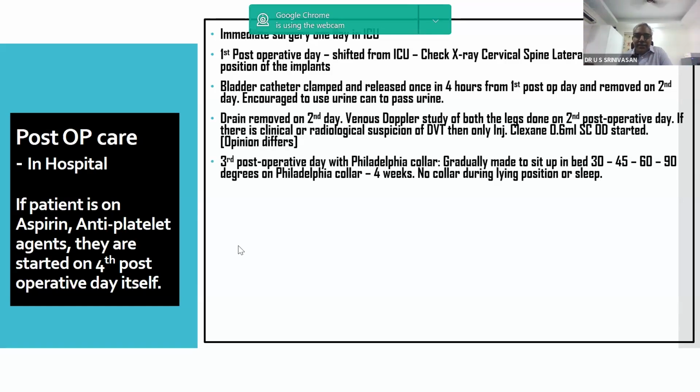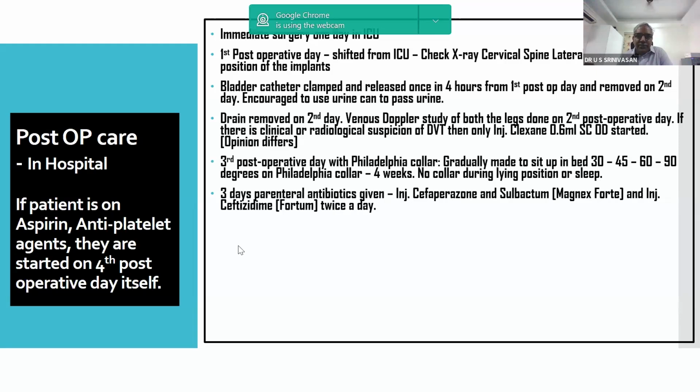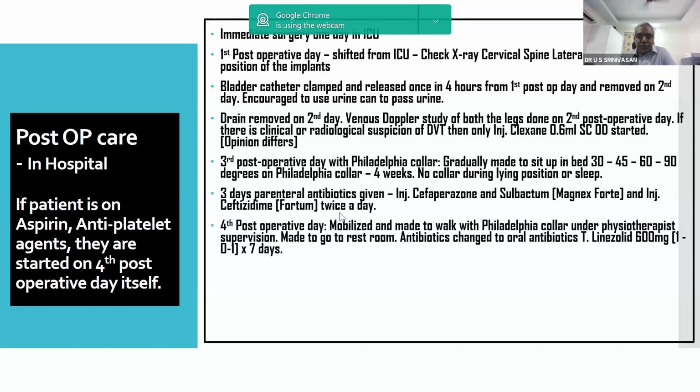But textbooks, like Master Techniques in Spinal Surgery, Bradford says for 15 days you keep the patient bedridden, but I don't do it. From the third post-operative day, I mobilize. For 3 days I give parenteral antibiotics, both cephalosporins. The second one is because it is the only thing that covers pseudomonas also. So I give both for 3 days because of the fear of infection since an implant has been put.